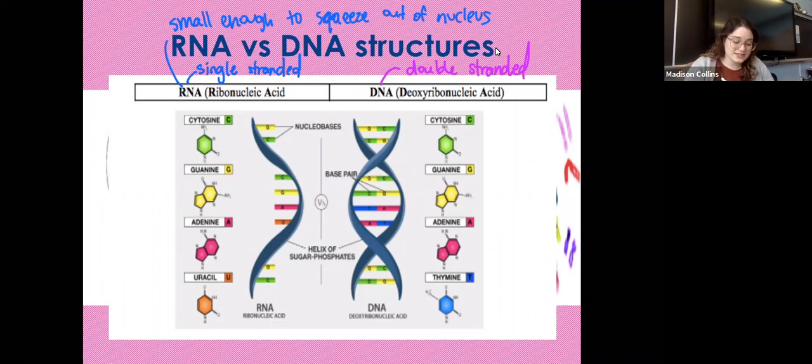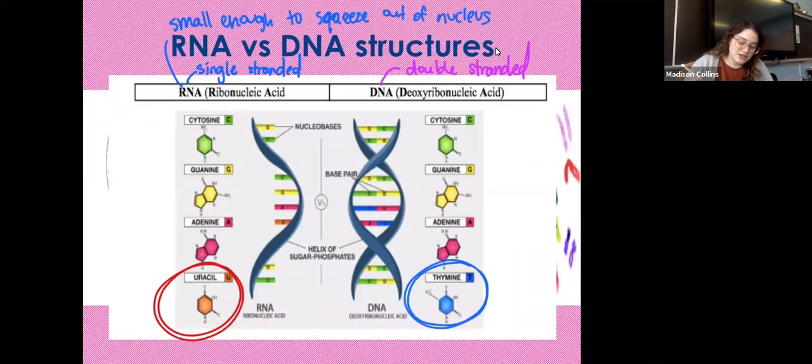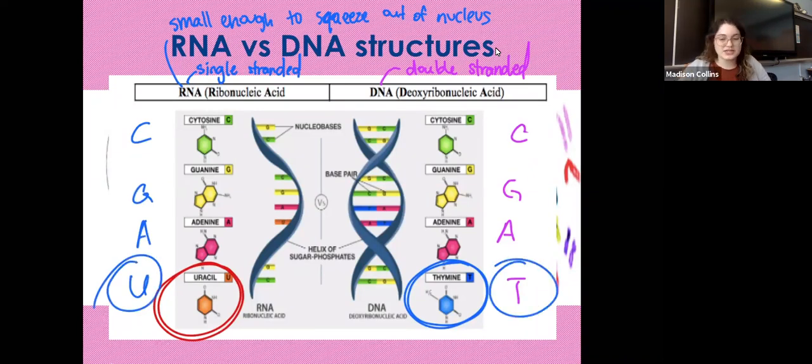Okay, but other than that, DNA and RNA are pretty similar. They both use cytosine, they both use guanine, they both use adenine. The only other difference, as we just talked about, is that RNA uses uracil while DNA uses thymine. So when we're talking about base pairs with DNA, we've got G, C, A, and T. When we talk about them with RNA, we've got C, G, A, and U. All right, so the only other difference there is that when DNA uses a T, RNA is going to use a U.